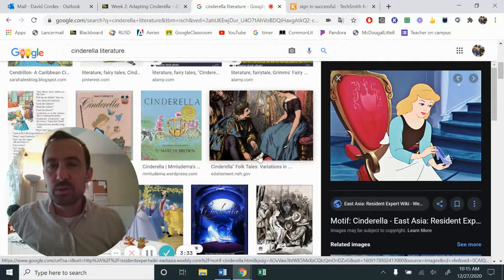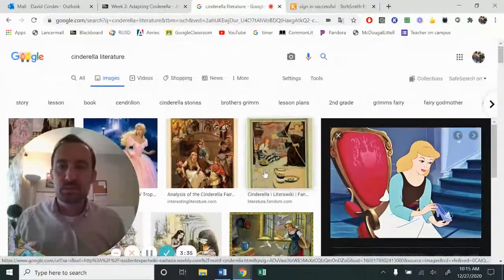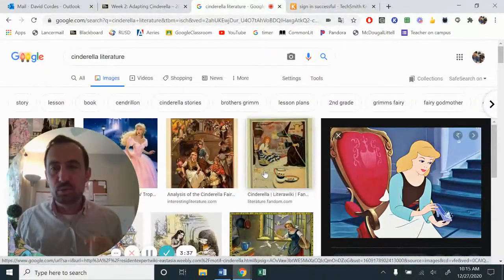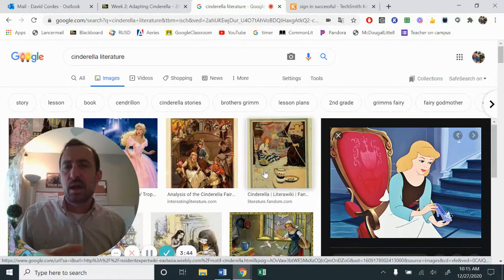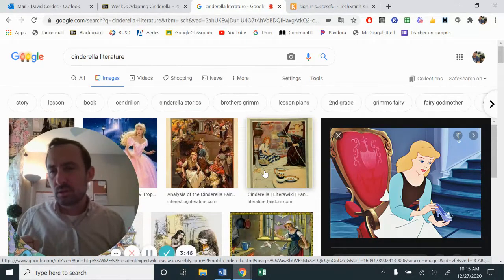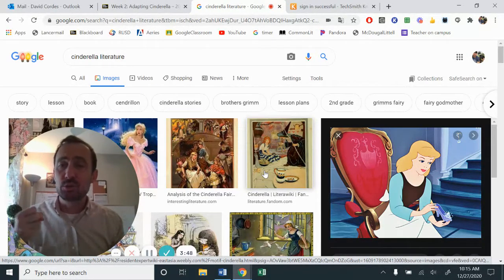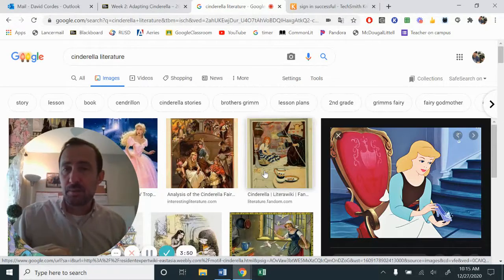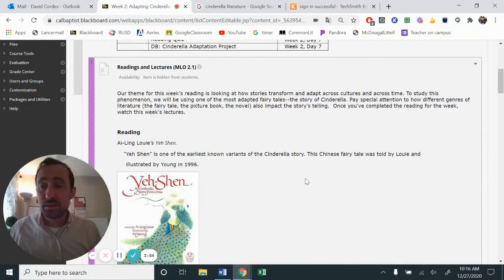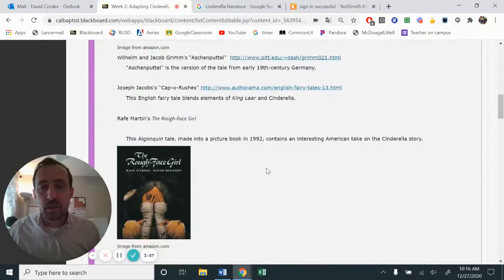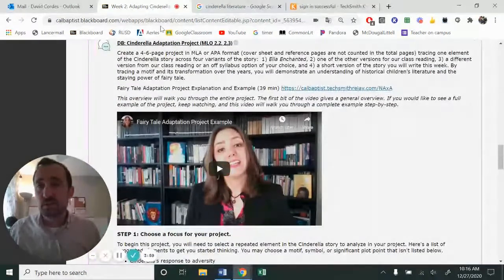So when you look at all the different adaptations, you're kind of beginning to pull out, what is it that I need to focus on? What is it, the magic component? Is it the idea of a young, not helpless, but a young girl who is in need of help, who overcomes obstacles?